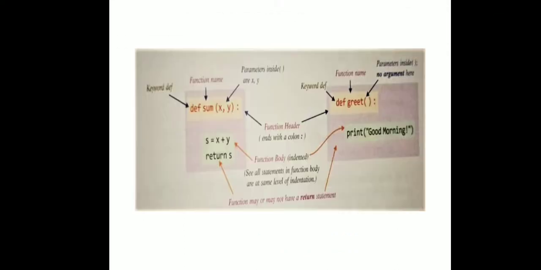Now in the next slide, what is this? This is again the anatomy of your function sum. You can see def is a keyword, sum is the function name, x and y are called the parameters. s = x + y is called the function body, and return s is called the result.